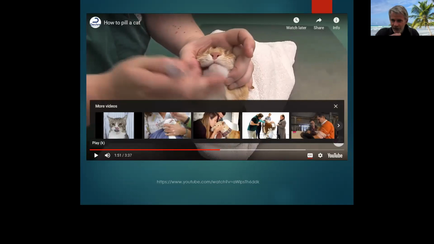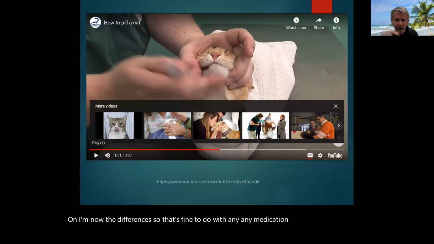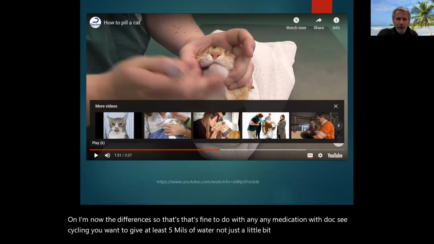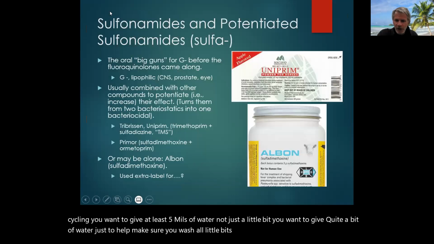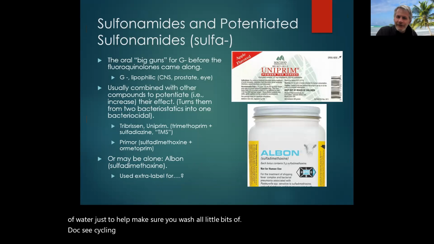Now the difference is, that's fine to do with any medication. With doxycycline, you want to give at least 5 mLs of water, not just a little bit. You'd want to give quite a bit of water, just to help make sure you wash all the little bits of doxycycline down. Okay, so that's it for the tetracyclines.